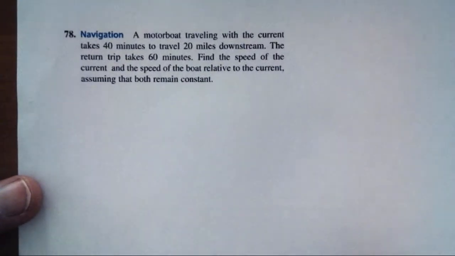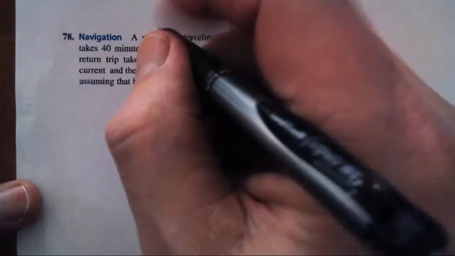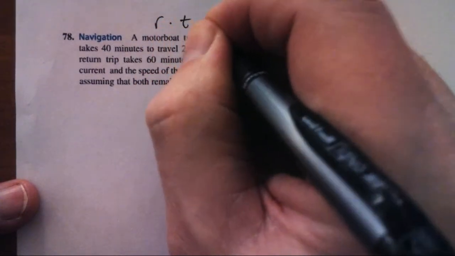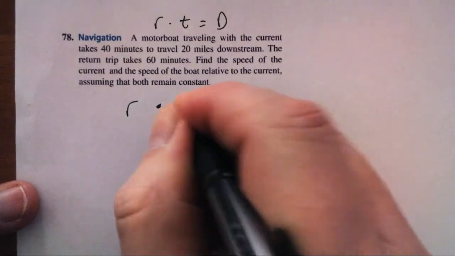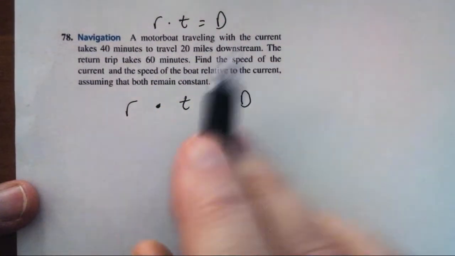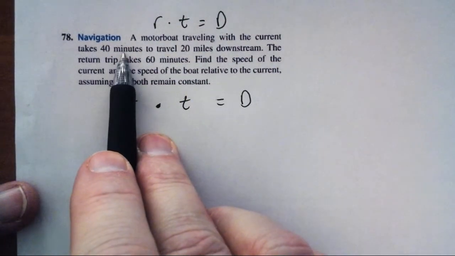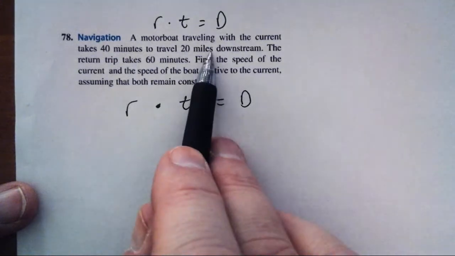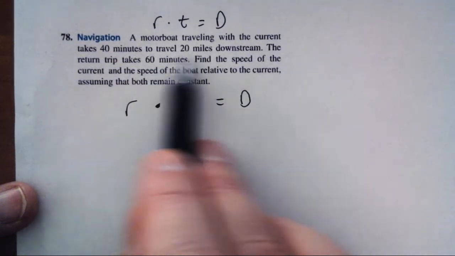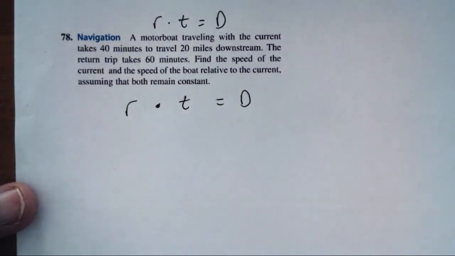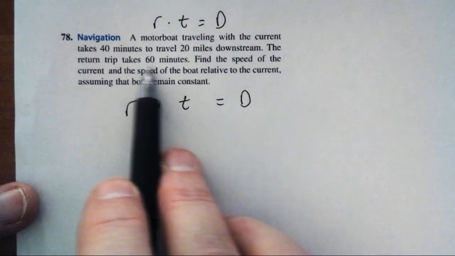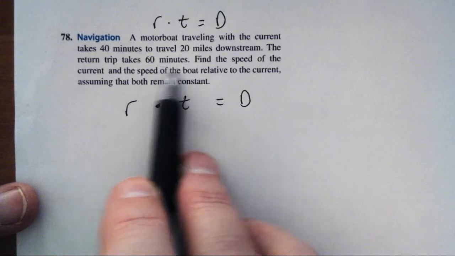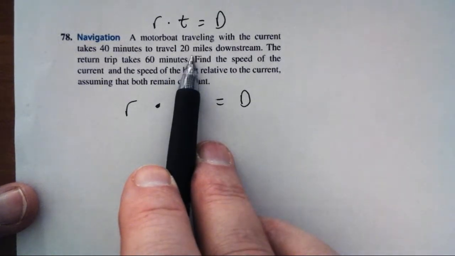All right, motorboat traveling with a current. Rate times time equals distance. Rate times time equals distance. Takes 40 minutes. Now, usually we talk about rates in miles per hour, not miles per minute. So we're going to do some conversion for that downstream. And then we come back and we travel back upstream, and it takes longer, but the distance is still 20.